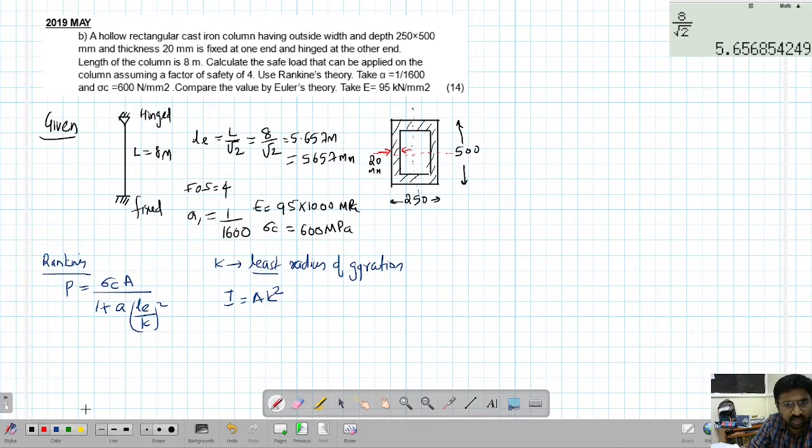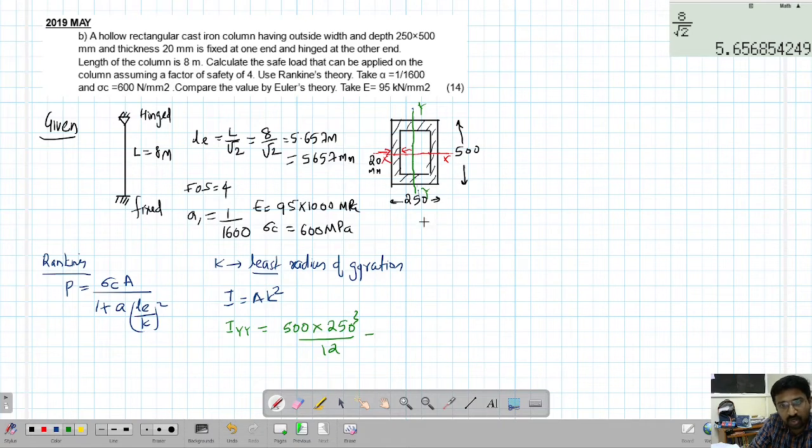So I will mark the sections here. Let's say this is XX, and let's say this is YY. So I will have to take IYY. What is IYY for the rectangle section? It is nothing but 500 into 250 cube by 12.